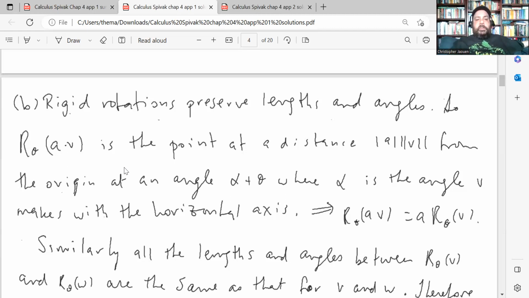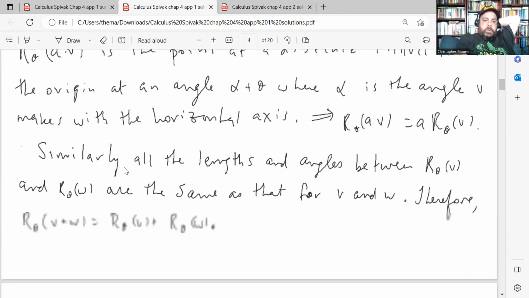And all that a times v does is it scales the vector by some length. Since lengths don't change, the rotation has length absolute value a times the length of v, and the angle that the new vector has is alpha plus theta, right? If theta is the angle between v and the horizontal axis. All right, so that shows that that's true.